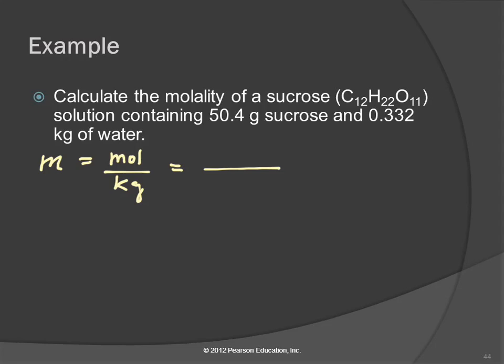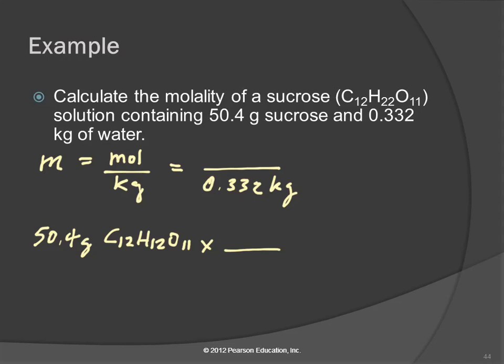So they gave us kilograms of water. So that was nice of them. 0.332 kilograms. They did not give us moles of solute. So we have to convert this, don't we? 50.4 grams of sucrose, C12H22O11. Does anybody have their notes handy? We calculated that molar mass last week. I think it was 342.3. Yep, okay. So we did that before, 342.3 grams of sucrose per mole. And that's old hat. You know, it's 12 times the mass of carbon. Yeah, I wrote the formula wrong. It's 22 times the mass of hydrogen and 11 times the mass of oxygen.